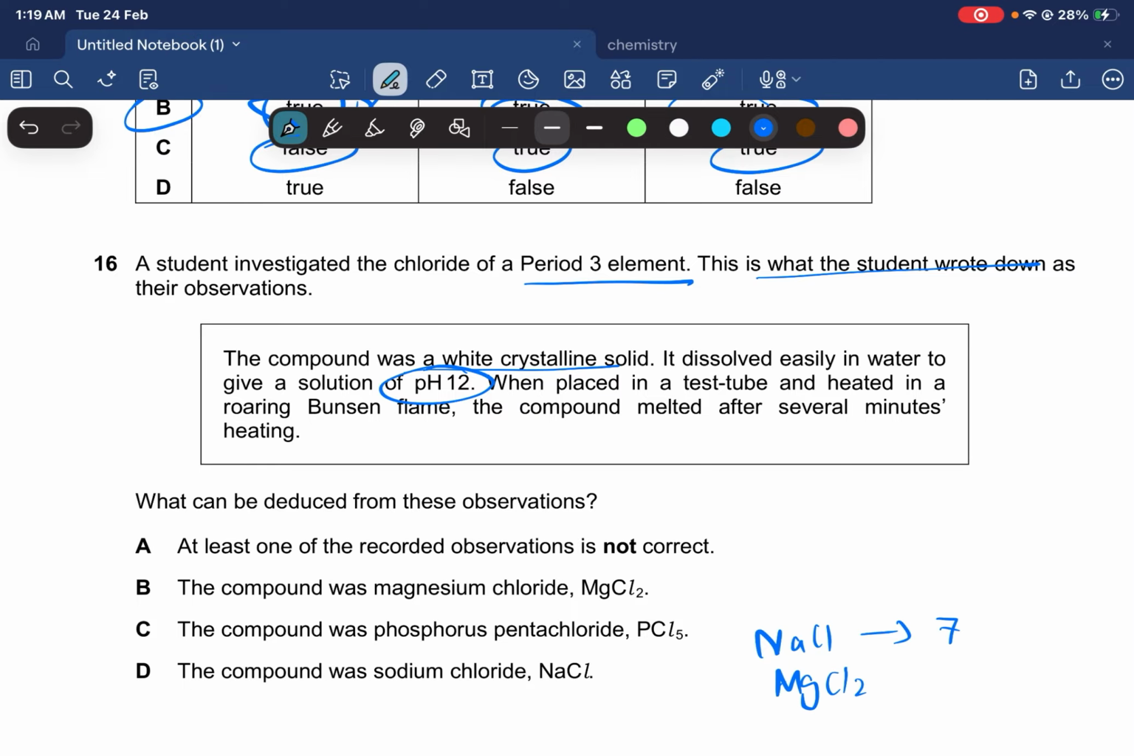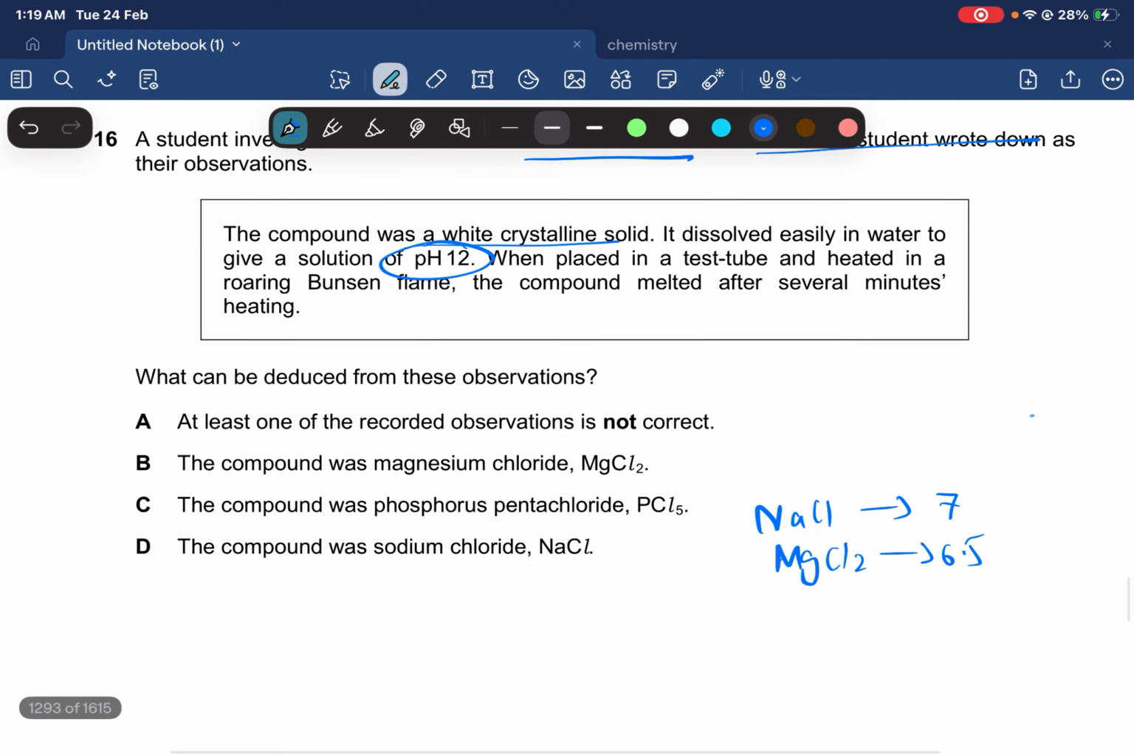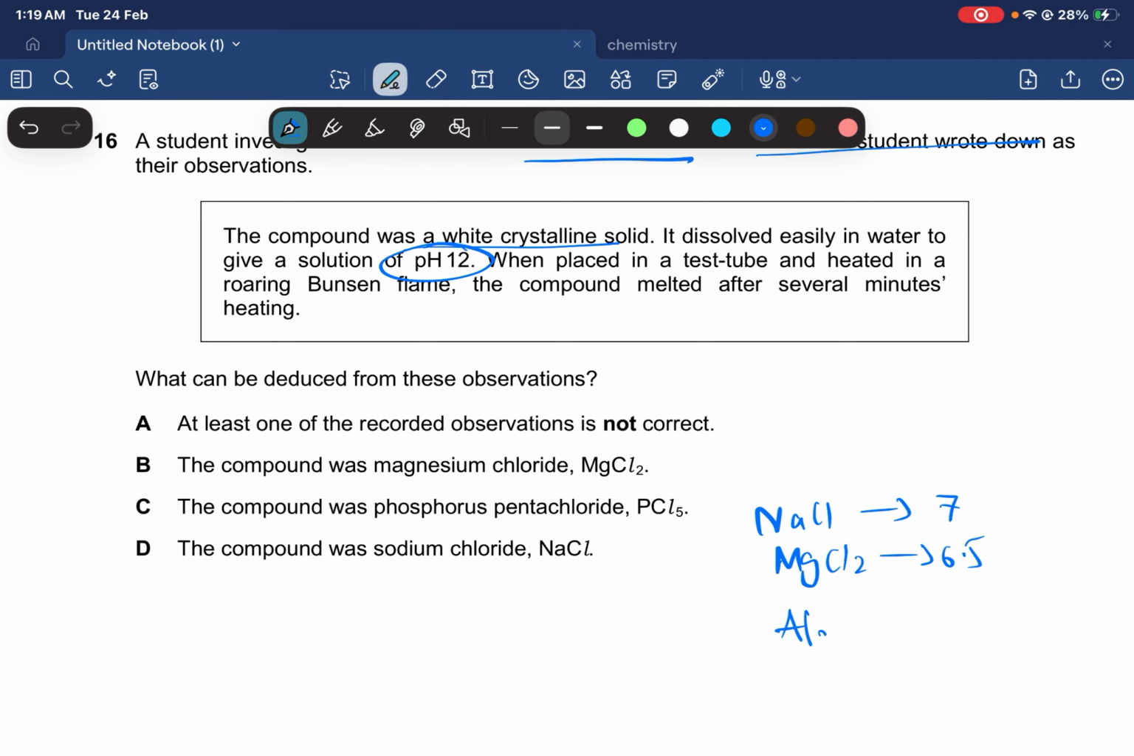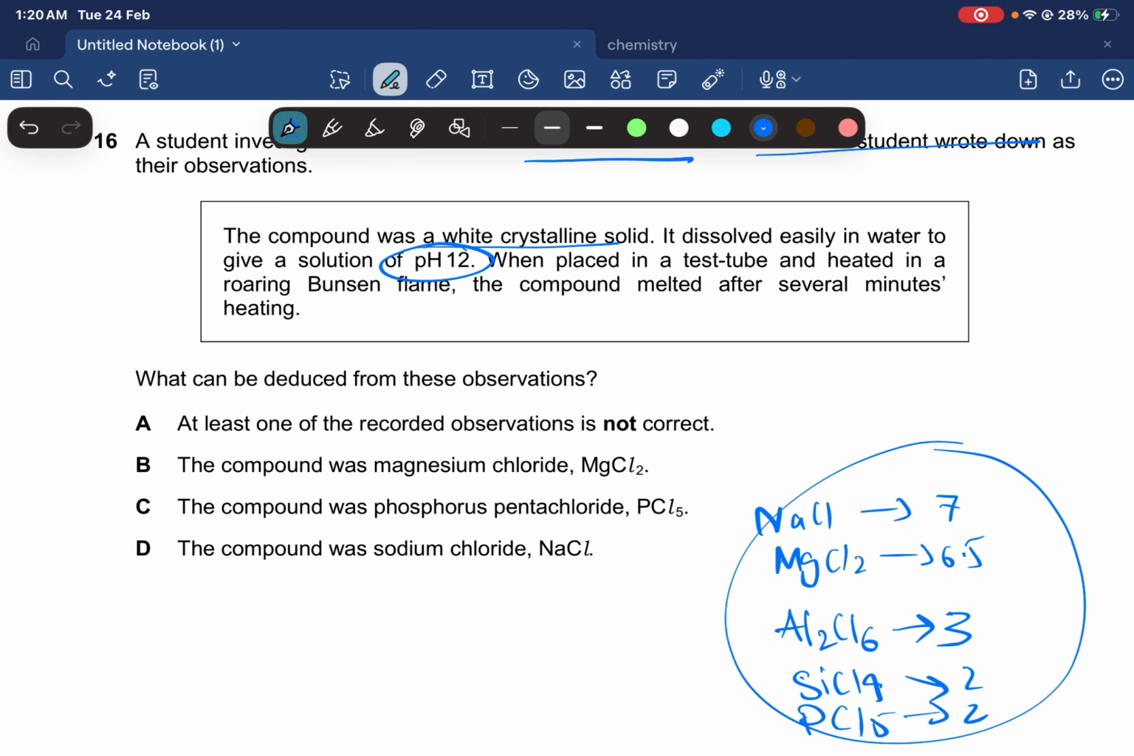MgCl2 is going to give pH 6.5. Then all the rest: Al2Cl6, pH 3. And then you have SiCl4 and PCl5, pH 2. No, pH is 12. That's wrong. So at least one of the recorded observations is not correct.